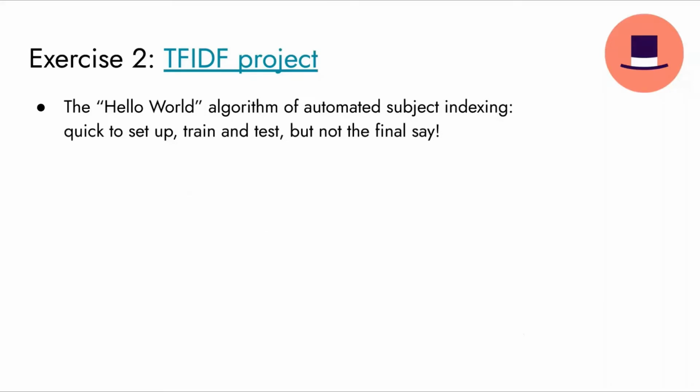In this exercise, we will create a TFIDF project, which is the simplest type of project in Annif. It is like the Hello World of automated subject indexing. It's quick to set up, train, and test. You get to see results quickly, but it's not the final say when it comes to quality.